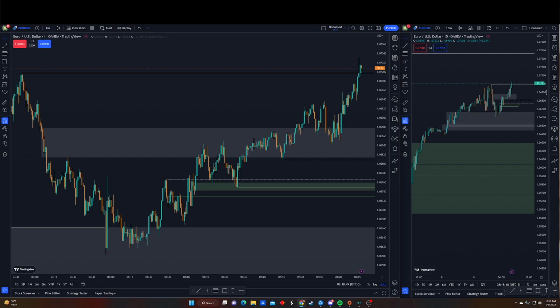I'm really half tempted to open a long in this fair value gap, but I'm not going to. I already feel like I missed it, so I'm not concerned about it. Just gonna let price do its thing.